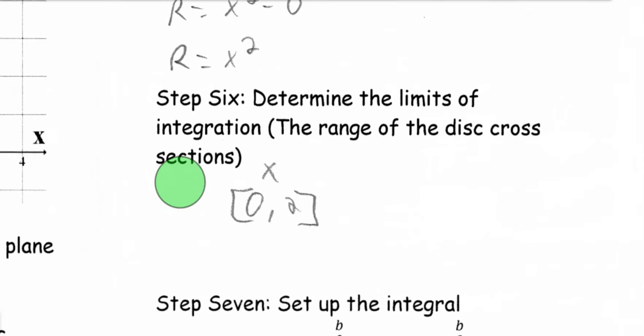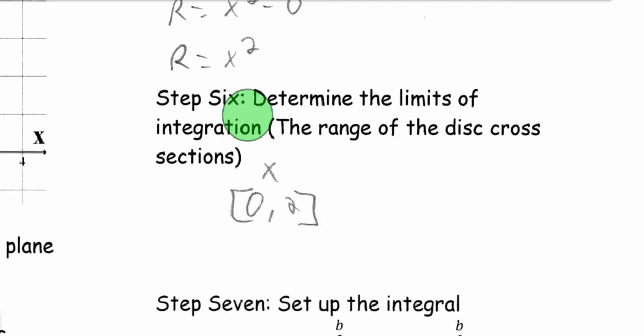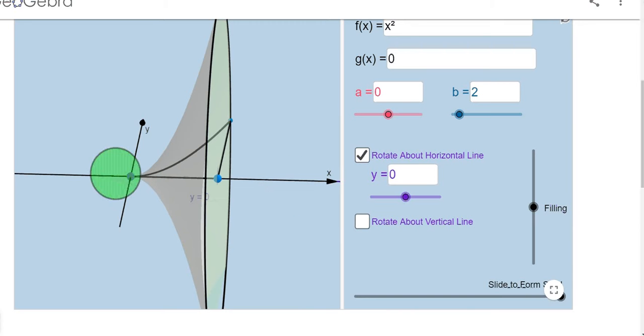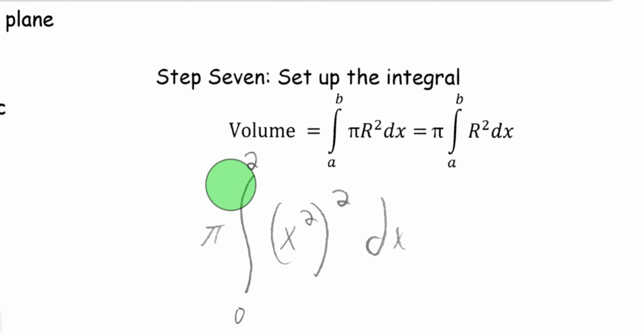All right. But again, we're going all the way across. We're going to basically integrate all of those areas to get the entire solid. All right. So the limits, we're going to be going from 0 to 2. Those disks will be ranging from 0 to 2. That's all that is right there. Now we're going to set up our integral. Now what is the area of a circle? The area of a circle is pi r squared.